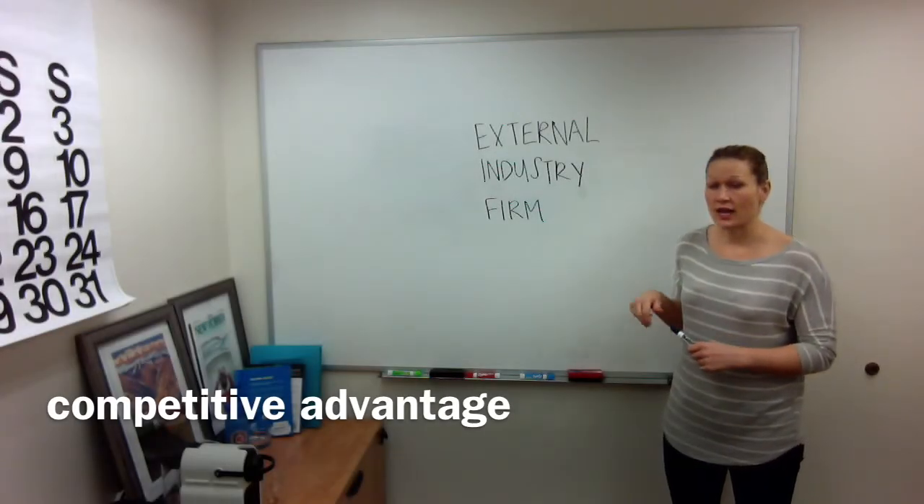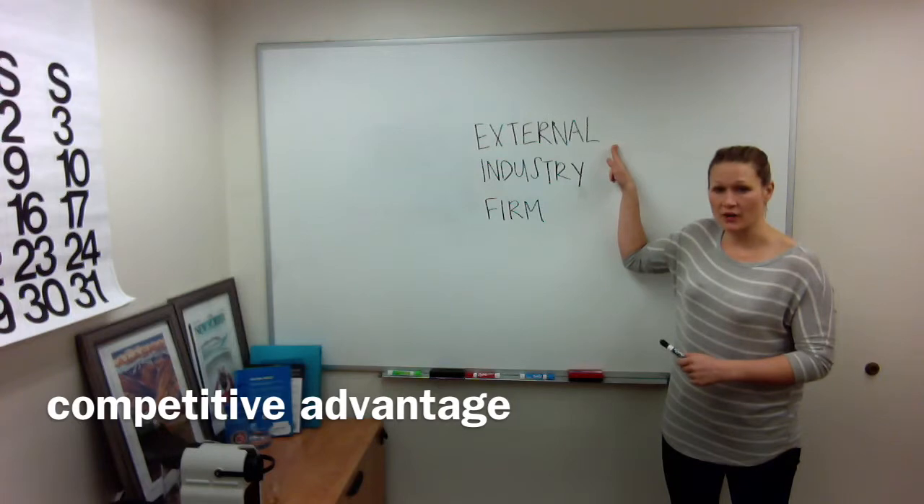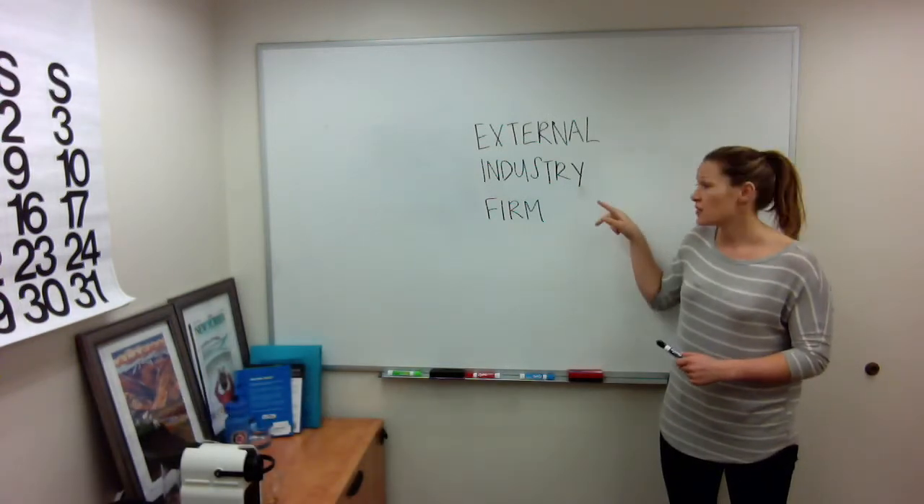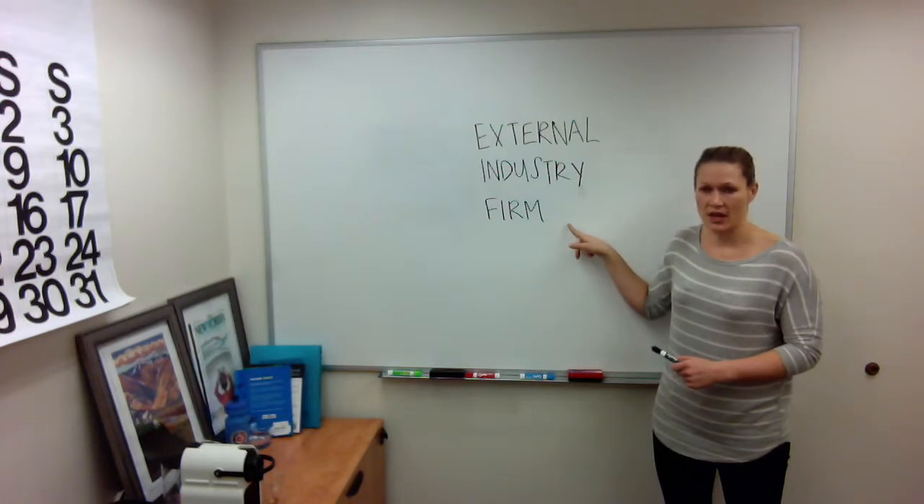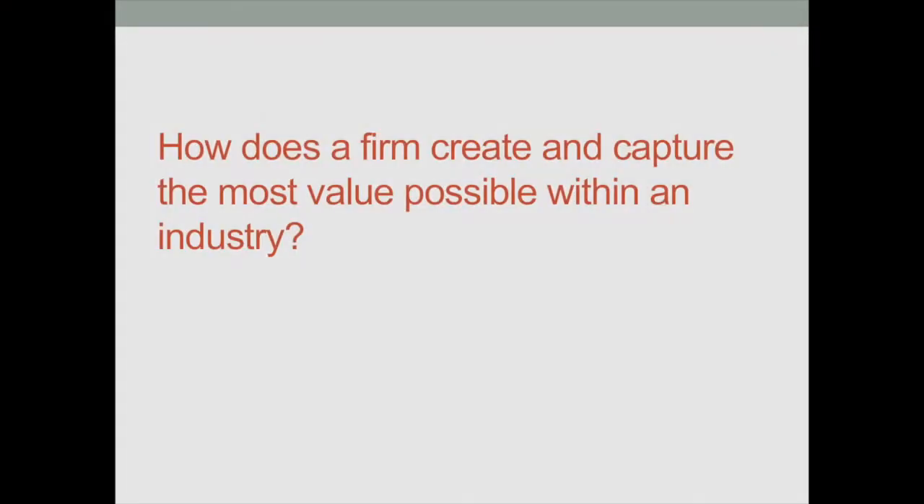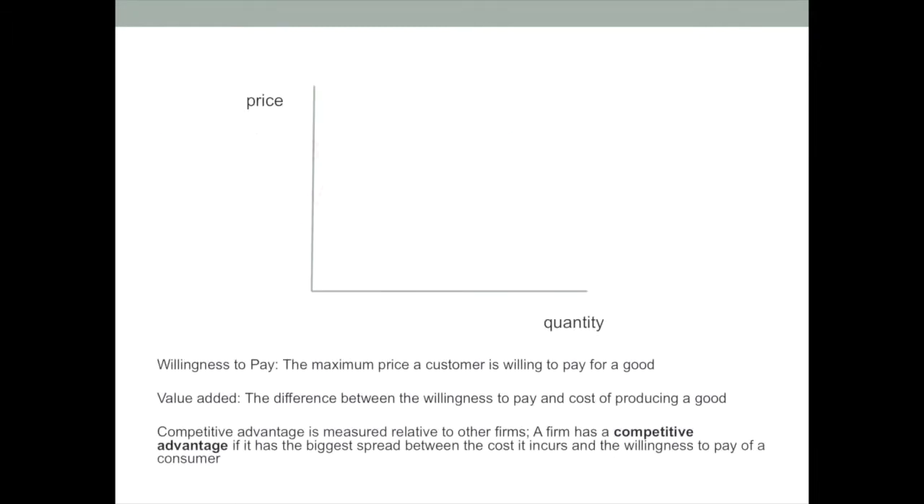Last week, we took a look at how the external operating environment and the industry structure impacts a firm's performance. This week, we're turning to the firm itself. We're going to take a look at how a firm organizes and positions itself within a market to create the most value. What do I mean by value, and how does a firm create and capture the most value possible within an industry? First, let's back it up and review some basic microeconomics.